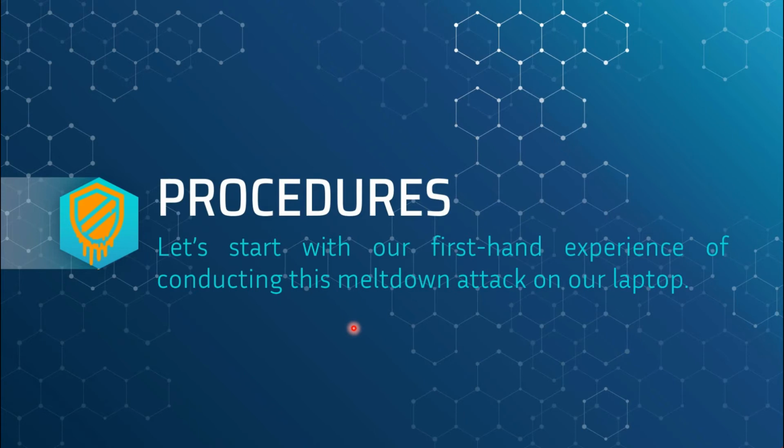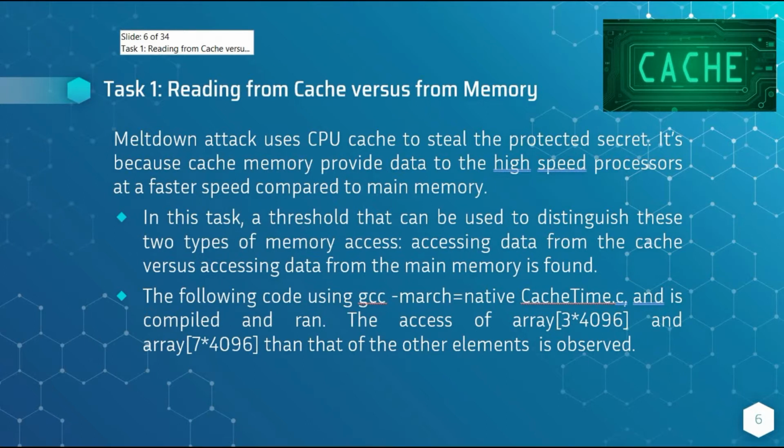So, this is for the procedures. Let's start with our first-hand experience of conducting this Meltdown attack on our laptop. Task 1 is reading from cache versus from memory. Meltdown attack uses the CPU cache to steal the protected secret. It's because cache memory provides data to the high-speed processor at a faster speed compared to main memory.